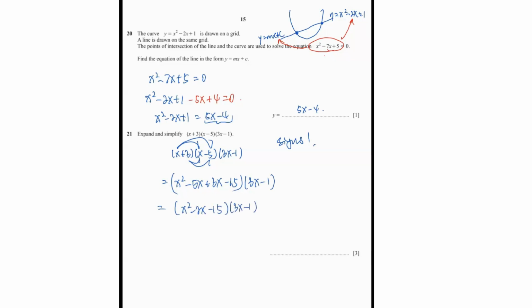Okay, expand again. 1, 2, 3, 4, 5, 6. So 3x cubed minus x squared minus 6x squared plus 2x minus 45x plus 15. Finally, just simplify: 3x cubed minus 7x squared minus 43x plus 15. That's it. Free 3 marks. You don't get it, shame on you.